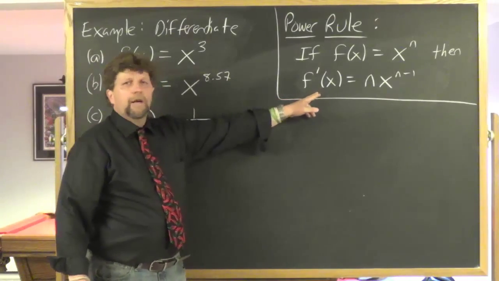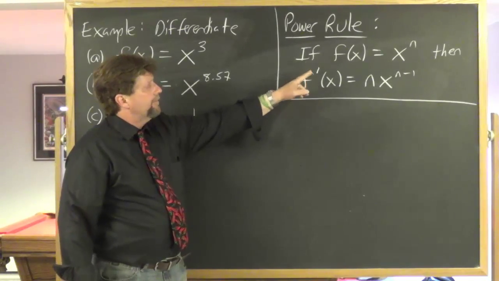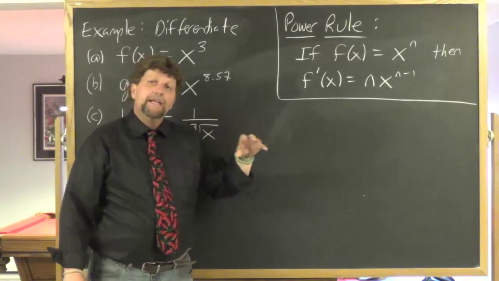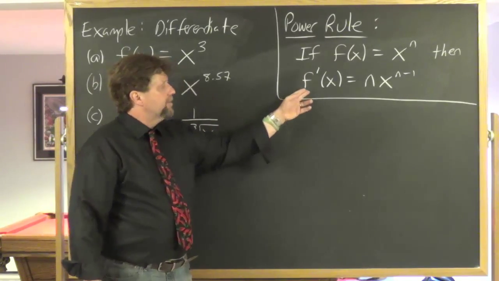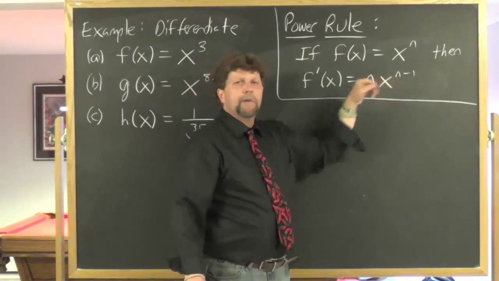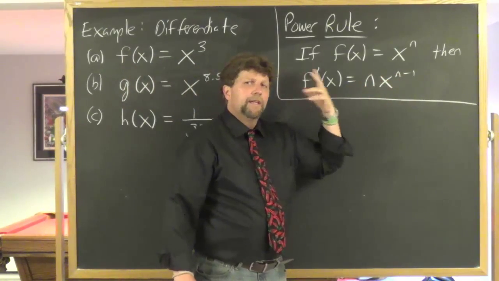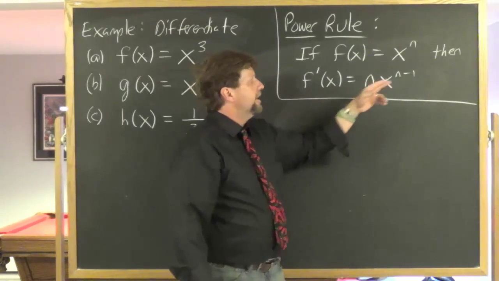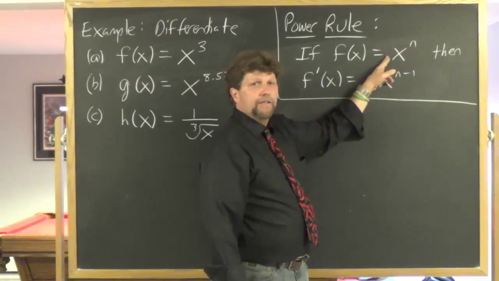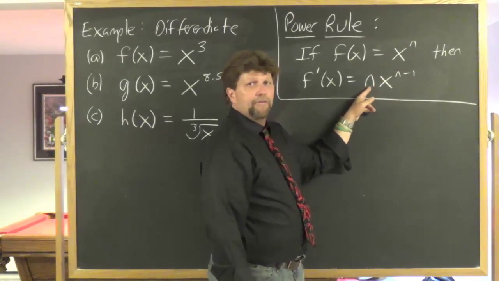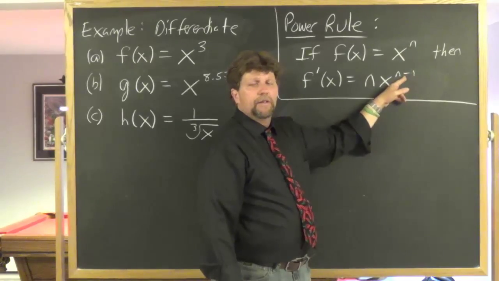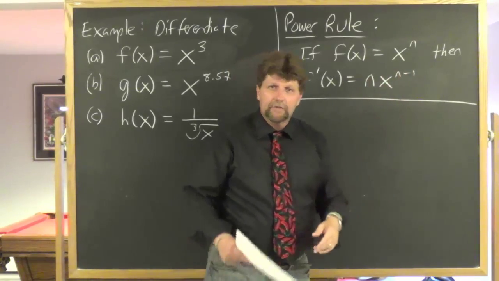The next rule we just discussed was called the power rule, and I thought I'd write the power rule up here. If your function f of x is x to the n, where n is a real number, then the derivative, f prime of x, is equal to n times x to the n minus 1. Mentally, whatever that exponent is, it comes out front as a multiplier, and then you subtract 1 from the exponent. That's how you use the power rule to get the derivative.